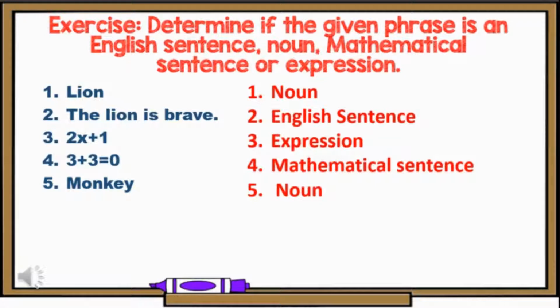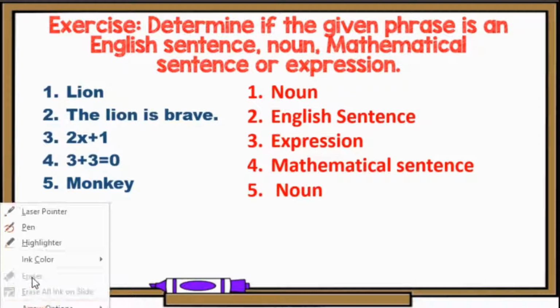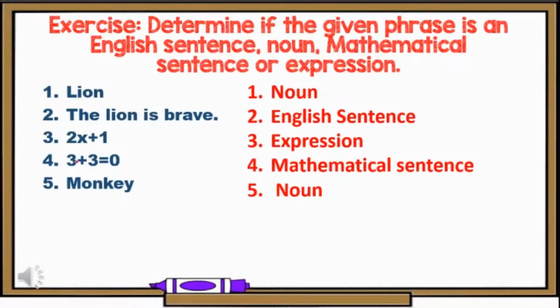First, we have noun. Next, the lion is brave is an English sentence. 2x plus 1 is an expression. 3 plus 3 is equal to 0 is a mathematical sentence. We have two sides, the left-hand side and the right-hand side separated by the equal sign. So this is a complete mathematical sentence. And finally, we have the word monkey, which is just a noun.